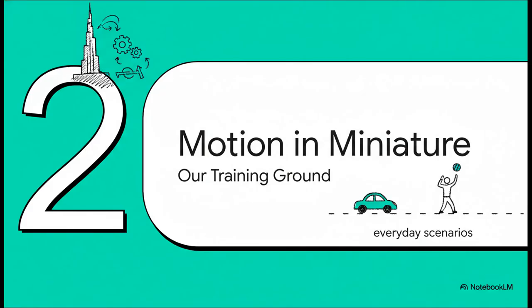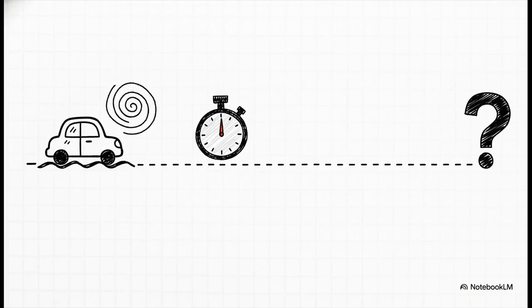Before we go and climb the Burj Khalifa, we really need to get comfortable using our new tools, right? So we're going to start with a couple of smaller, everyday examples just to see how these equations actually work. Welcome to the training ground. All right, let's kick things off with a simple one. Picture this. A car is just sitting at a standstill. The light turns green, and it starts accelerating at a nice, steady rate for exactly 10 seconds. So the question is, how far did it actually go in that time?